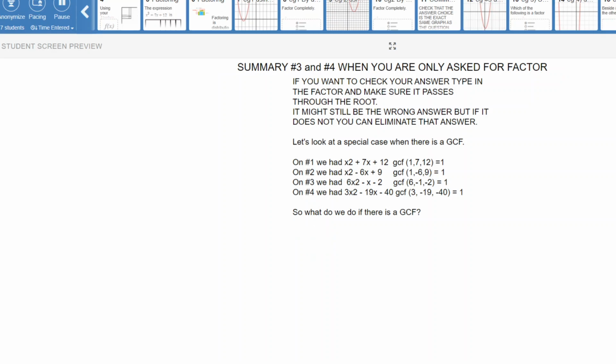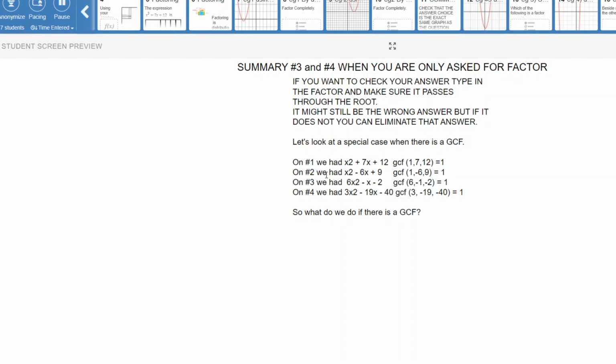As I'm moving on to 16, remember, if you want to check your answer, you can also type in a factor and make sure it passes through the root. It does say it might still be the wrong answer, but if it doesn't, then you can definitely eliminate that answer. Now, we're going to start looking at special cases.